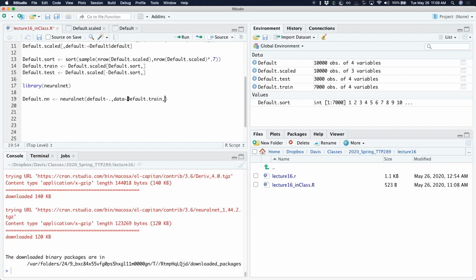And then there are a couple of additional inputs. So hidden, as you can probably imagine, stands for hidden layer. And here you can put information about how many nodes you want in each layer. So here I'm going to have two hidden layers, one of which will have two perceptrons or two nodes, and then the second hidden layer will have three perceptrons or nodes. Our activation function is going to be logistic, and then we are not going to have a linear output.